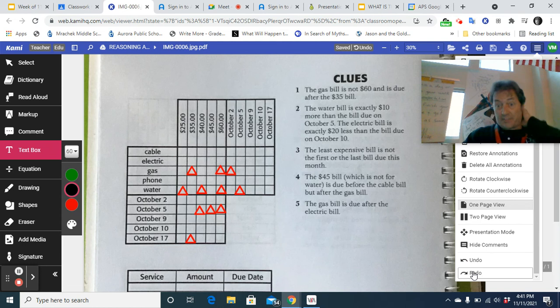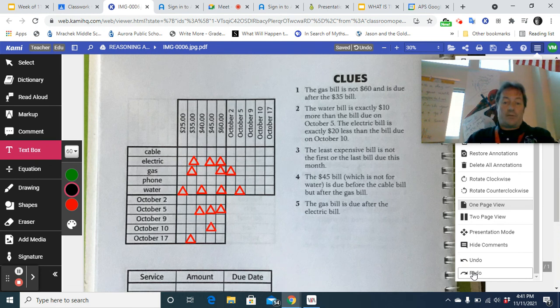Now, the electric bill was exactly $20 less than the bill due on October 10th. So we're going to do the same thing now, but with the electric bill and the 10th. For the electric bill, we're going to take out 60 because that is not $20 less than anything. 45 is not 20 less than anything, and 35 is not 20 less than anything. 40 is 20 less than 60, we'll leave it. 25 is 20 less than 45.